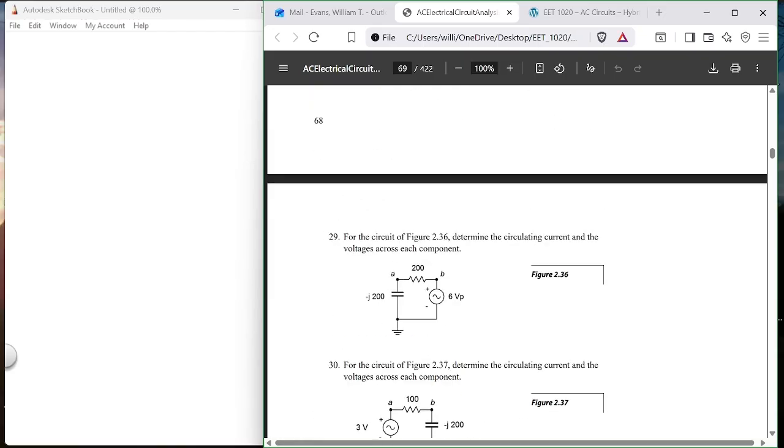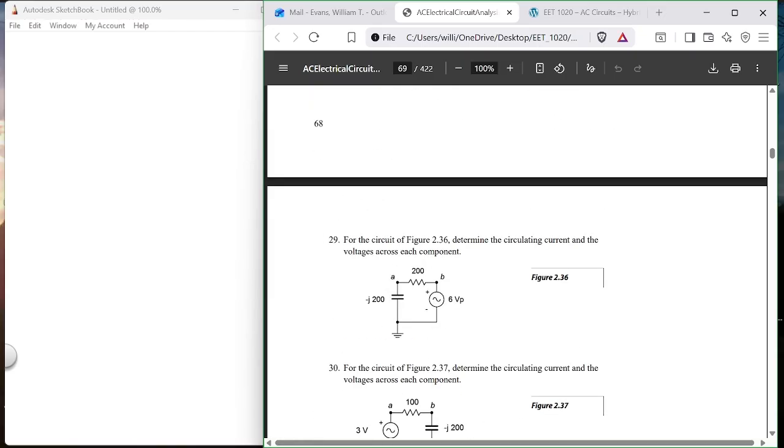Okay, so an oscilloscope, if you've never used one, did they use one at all in resistive circuits? Did you use an oscilloscope?